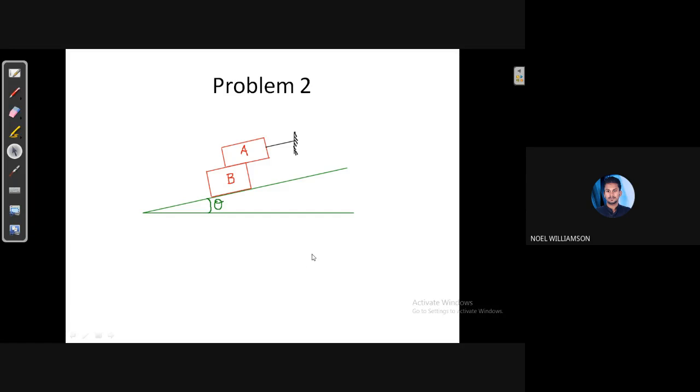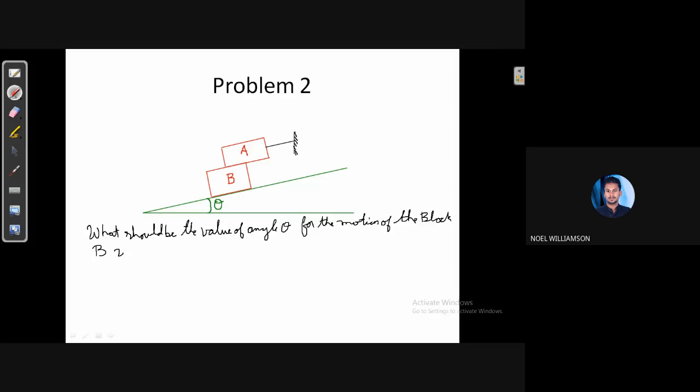Here, okay, you take down the question. What should be the value of angle theta for the motion of the block B weighing 90 Newton to impend down the plane?